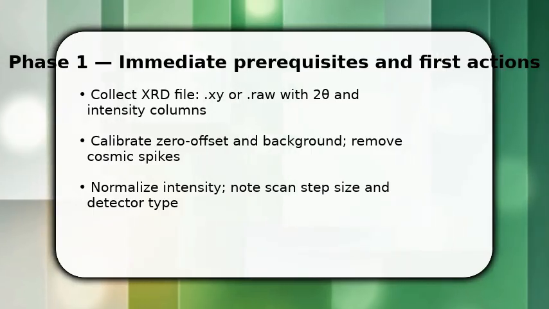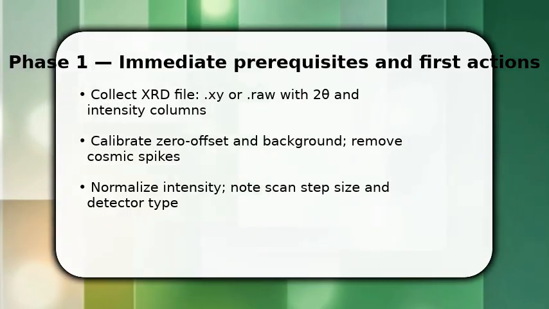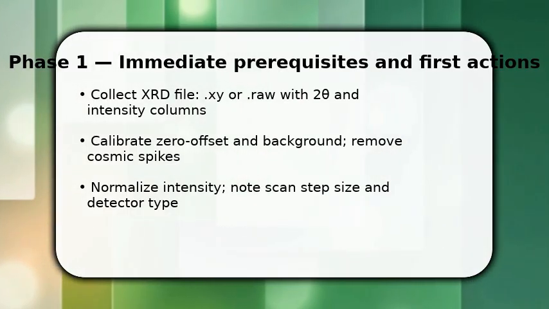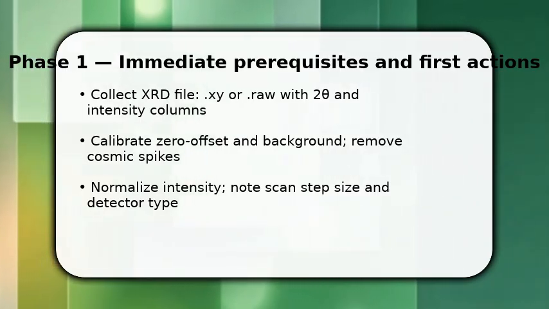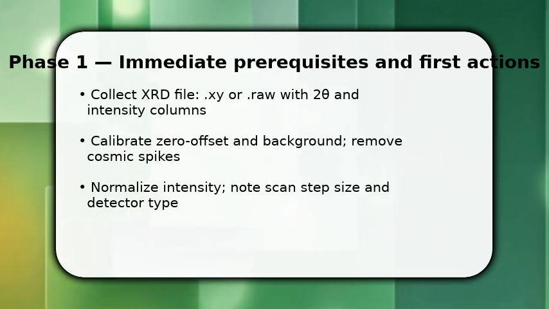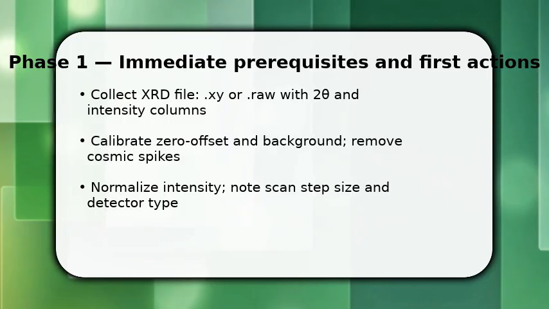You begin by loading your XY or raw XRD file into your analysis tool. Start with calibration, adjust the zero offset and subtract background so peaks stand out. Once done, remove obvious noise spikes and normalize intensity. This lets you compare scans reliably.